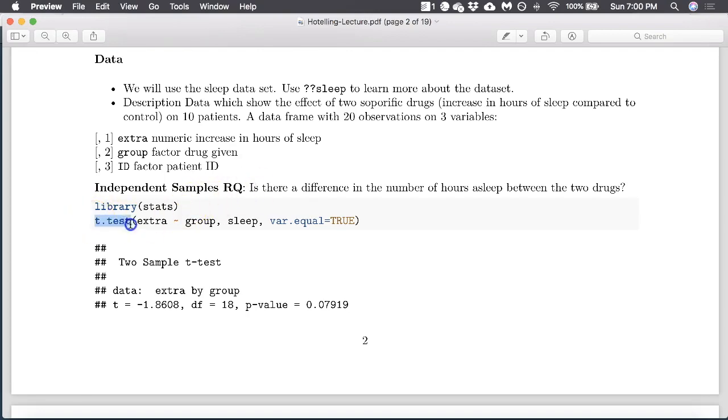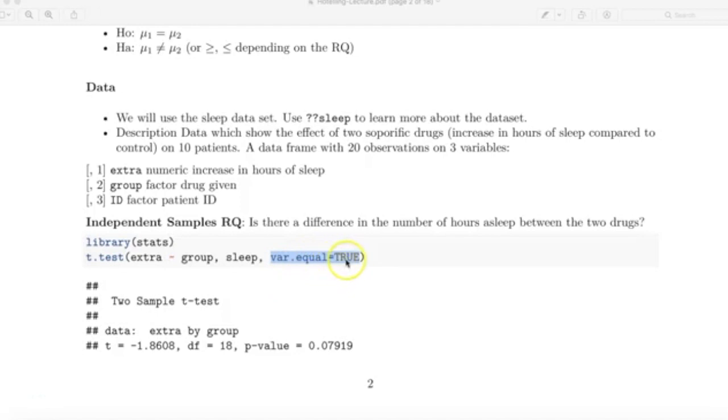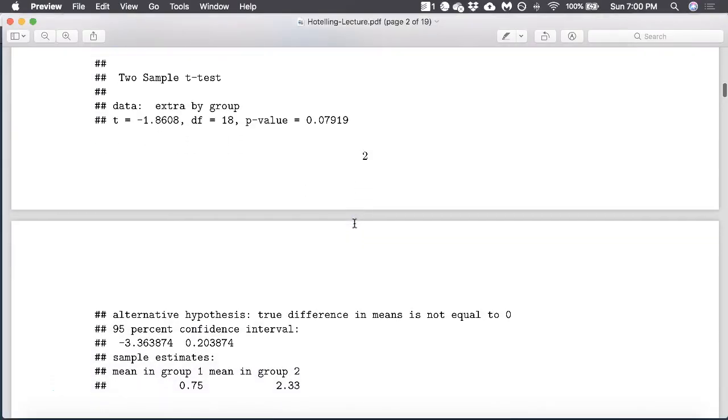So I use the same function, t-test. Here I'm going to have the dependent variable, which is the number of hours of sleep, and then I give it the independent variable, which is the group they belong to. I tell it what data set to get the data from. Var.equal equals true is just telling R to use the regular t-test as opposed to a non-parametric option. And then this is what the output looks like.